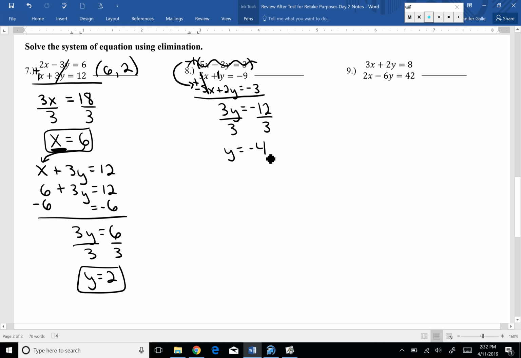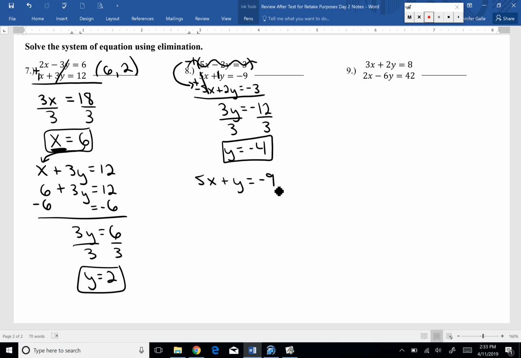Now, pick whichever equation you want to find the x. I'm going to grab the second equation. My x and y, again, they're both positive in that one. So I think that one looks a little easier. I have y is negative 4. So it has to go in for the y. I can't put it in for anything else but what it equals.